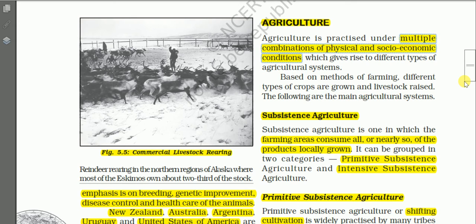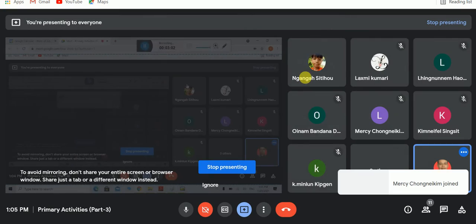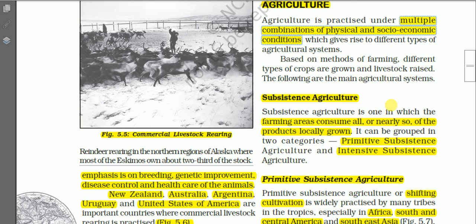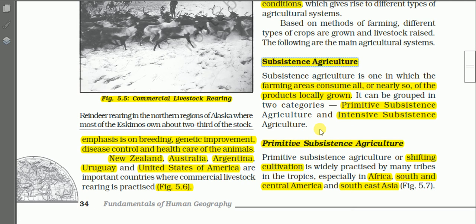in the world. Based on methods of farming, different types of crops grown and livestock raised, different types of agricultural systems are given below. Just see here, the following are the main agricultural systems. So now we have a type of agriculture known as subsistence agriculture. Meaning of subsistence we have discussed earlier.